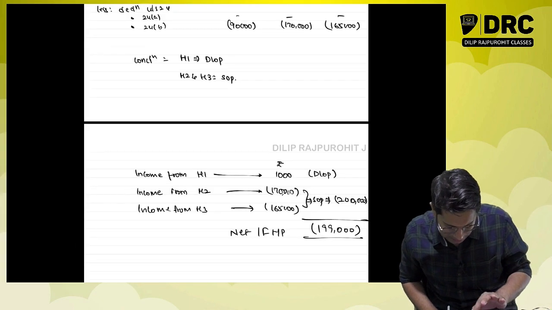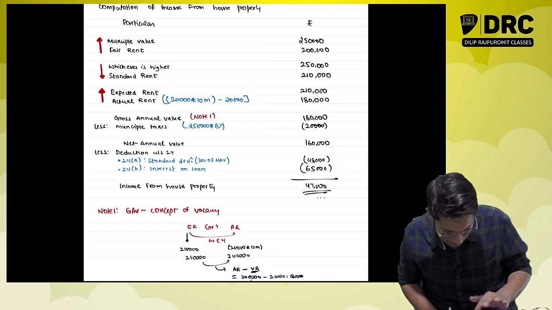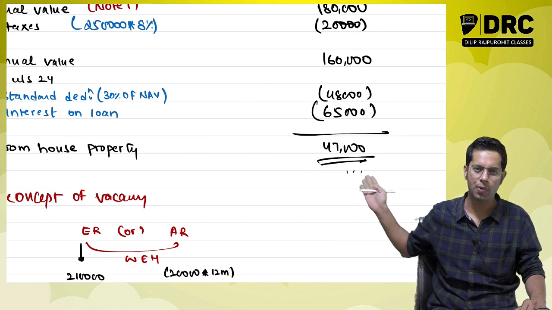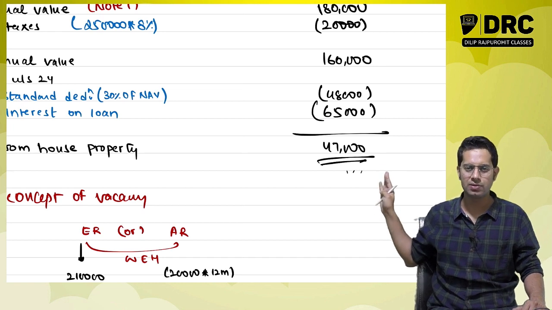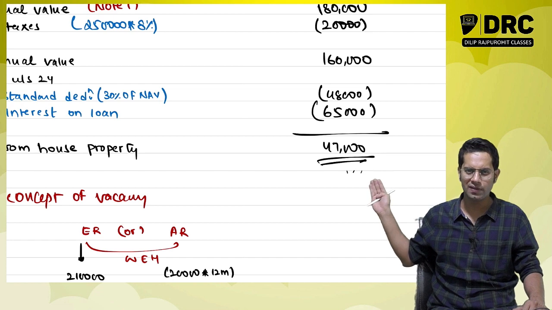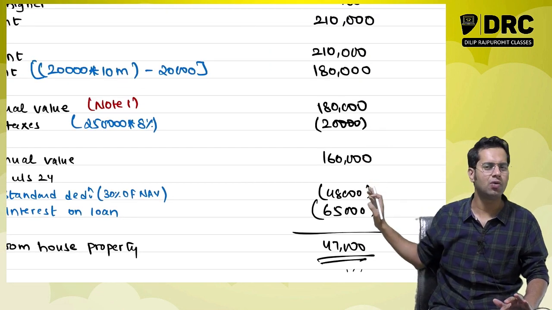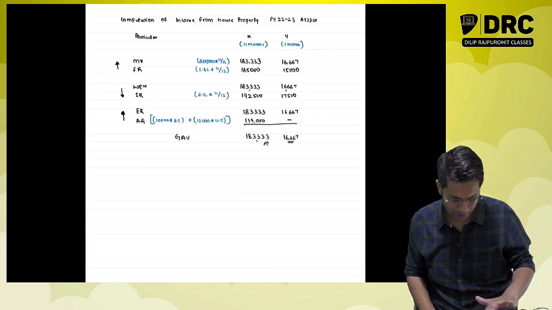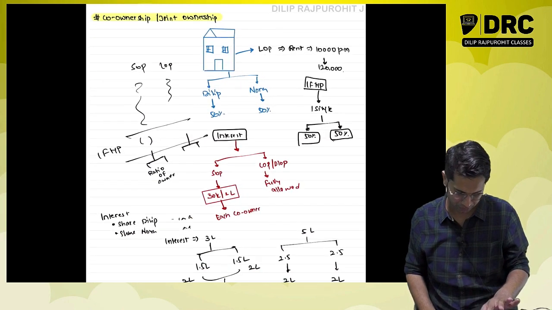Sir, what do you mean by this? Say for example, here we have done some computation. Now see here, 47,000 is the income from house property. Assuming this was a co-owned property with 2 owners having 50% share each, this 47,000 will be divided between both co-owners. Computation is done normally, and whatever answer you get is apportioned between the owners in the ratio of their ownership.